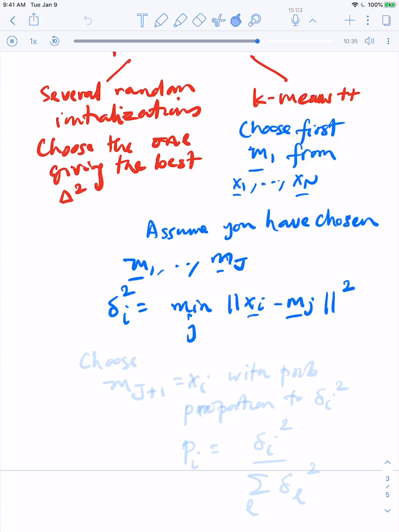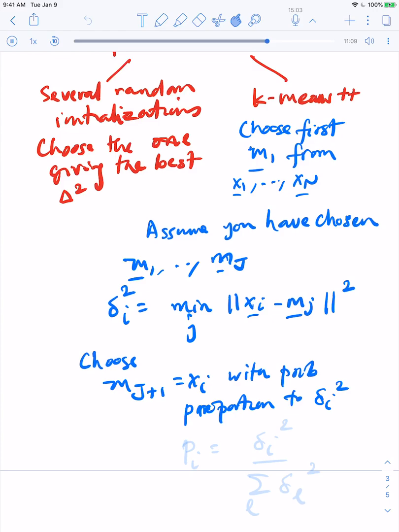So choose mj plus equals xi with probability proportional to delta i squared. So you tend to choose points that are far away from the current center. So you're spacing them out, but still keeping some randomness so you don't get locked into some weird deterministic setting. So that's sort of the idea behind k-means++.